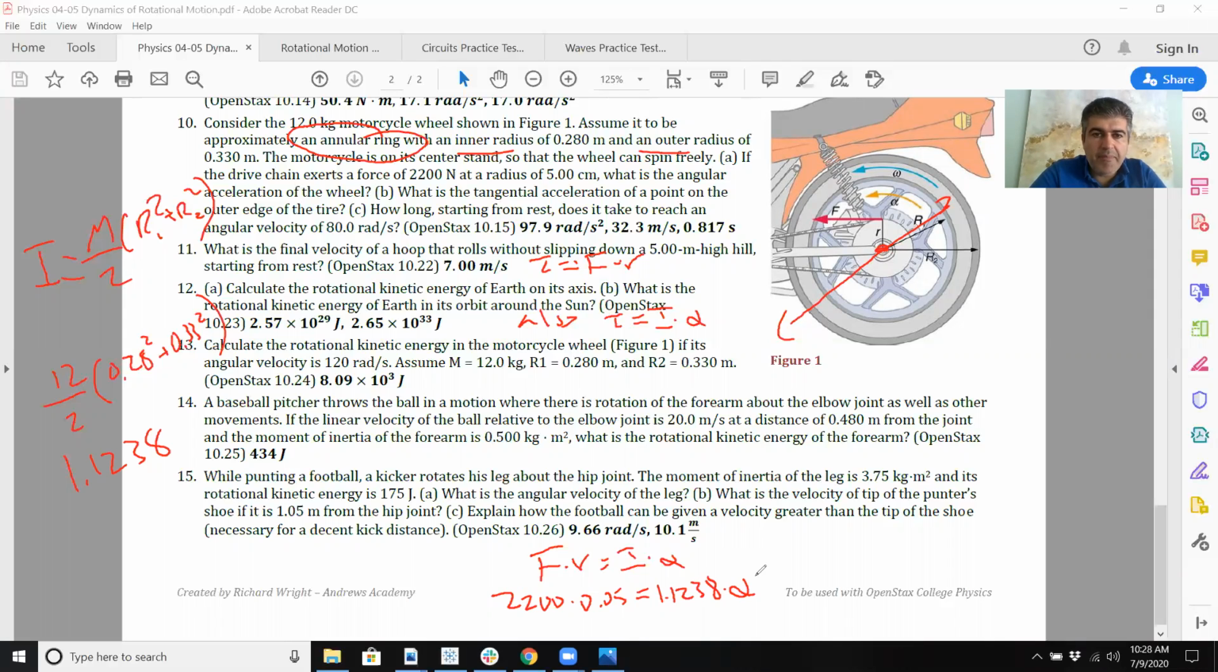And we should get, okay, I got a ridiculously big value. So I don't know what I did wrong. Hold on a sec here. 12 kilograms divided by 2.28, 200. Oh, okay. I just can't use a calculator. Hold on. 200 times 0.05 divided by 1.1238. No, we're cool. Maximum was divided by 0.05. That was stupid. So you get 97.9 rads per second squared.